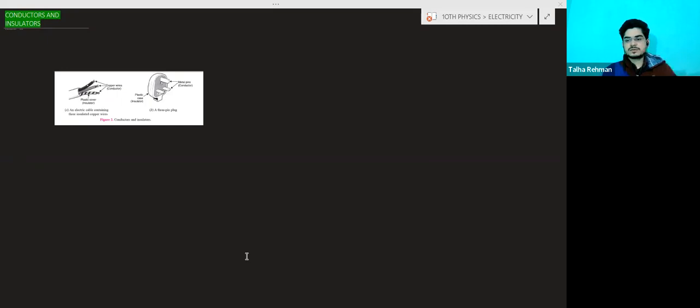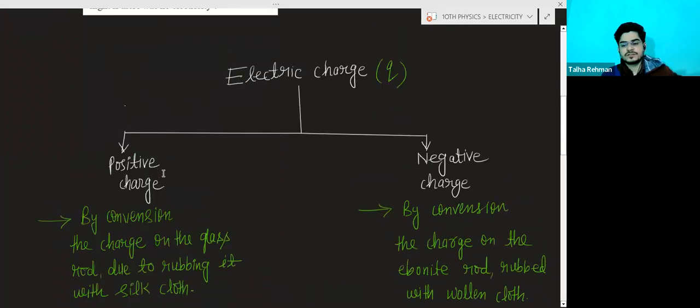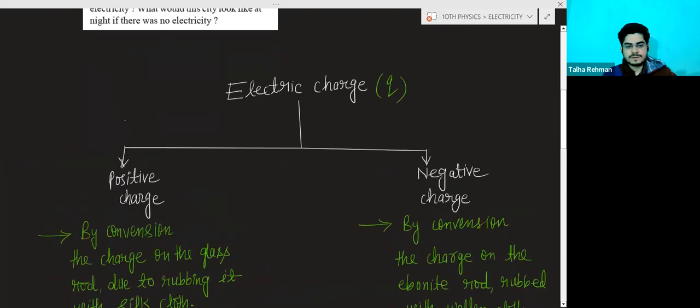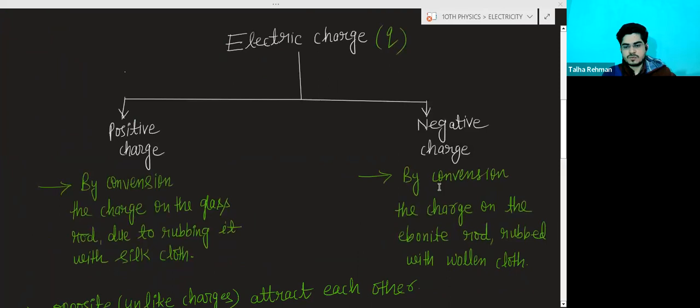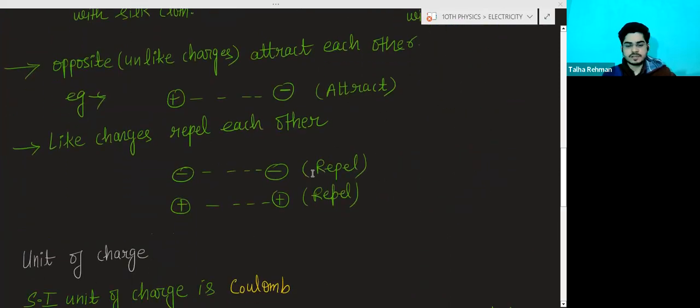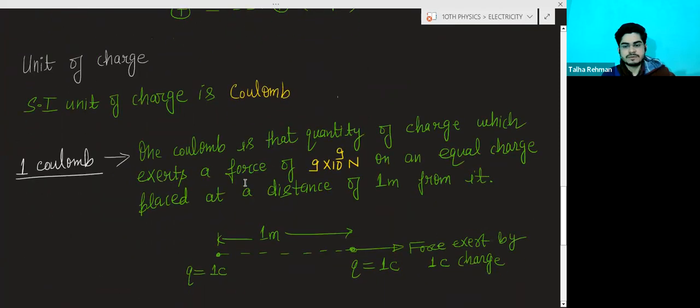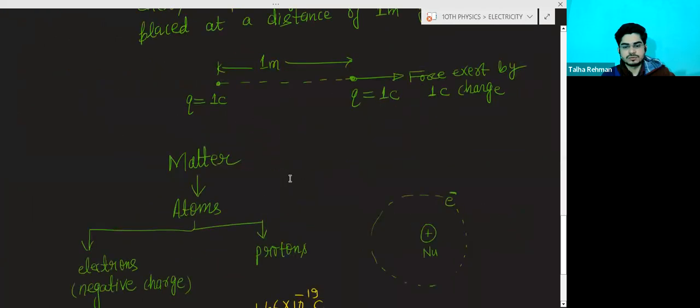Okay, so we will discuss today the conductors and the insulators. In the last class, what have we discussed? Introduction. I told you about electric charge. Two types of charge are there, positive charge and negative charge. Two negative charges, or same charges, will repel; unlike charges will attract. The SI unit of charge is the coulomb, and we have defined the 1 coulomb also.